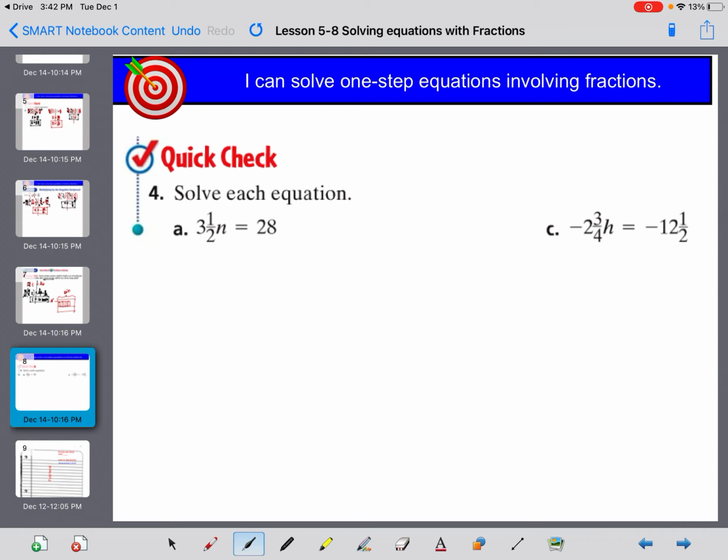All right, try these last two. The last two are important because do you see that they are mixed numbers? Pause the video and work these two problems by converting all mixed numbers to improper and then solving.